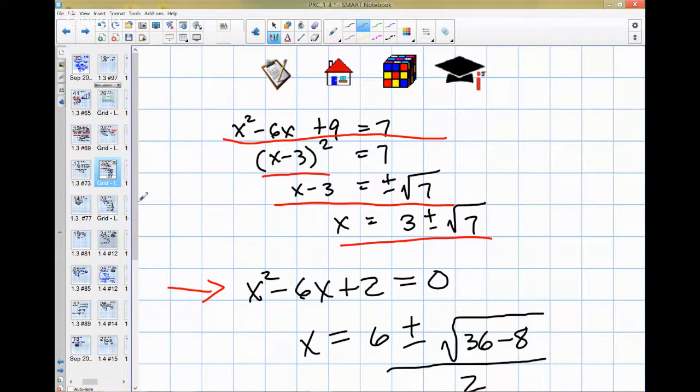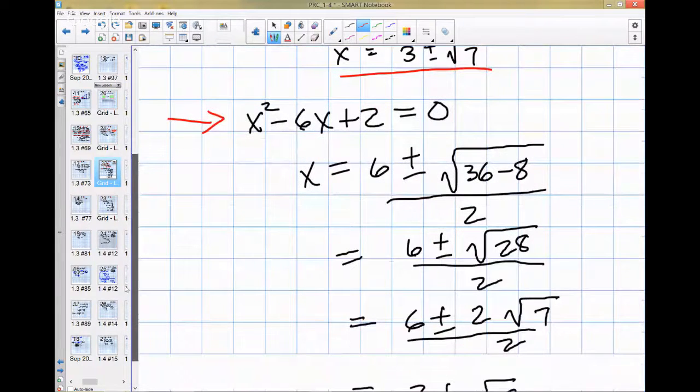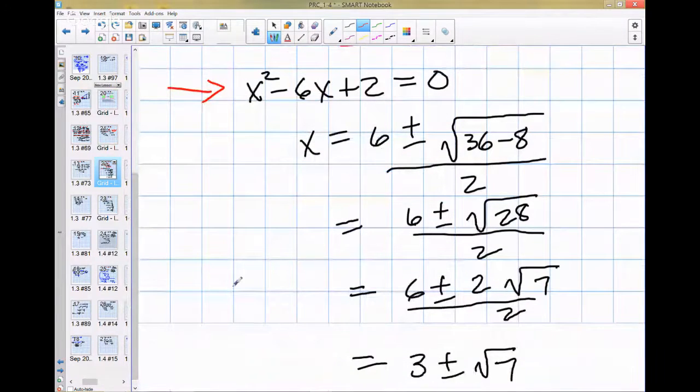I didn't realize it, but on the bottom of this page is a third way. Do you recognize it? Do you recognize it from your previous math? What did I do? That's the quadratic formula. Do you remember that? X equals minus b plus or minus the square root of b squared minus 4ac all over 2a.